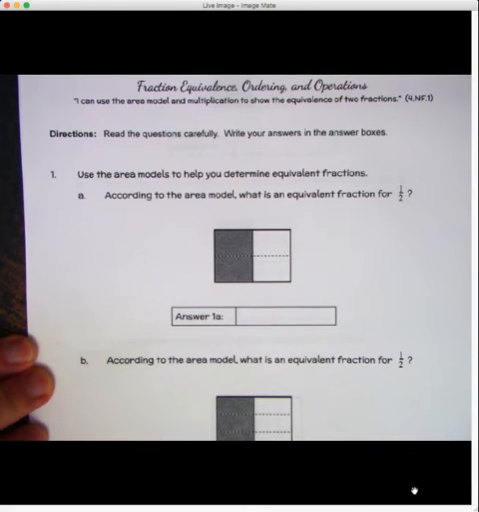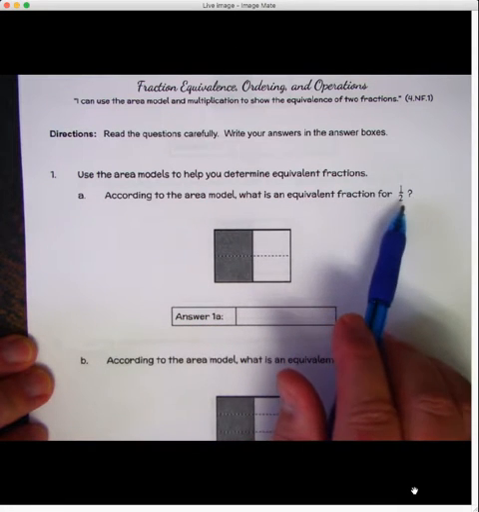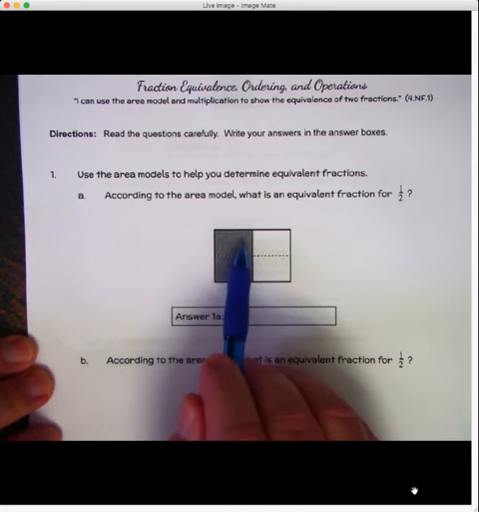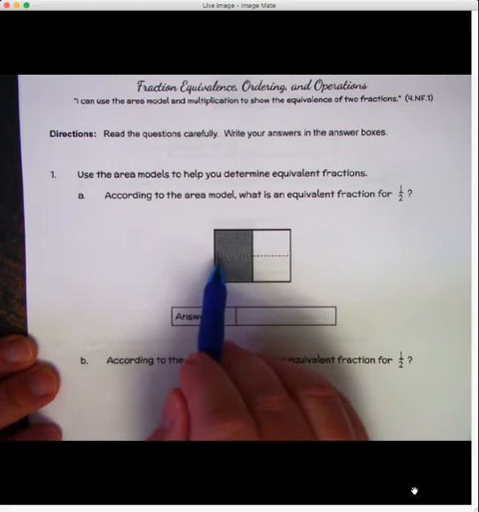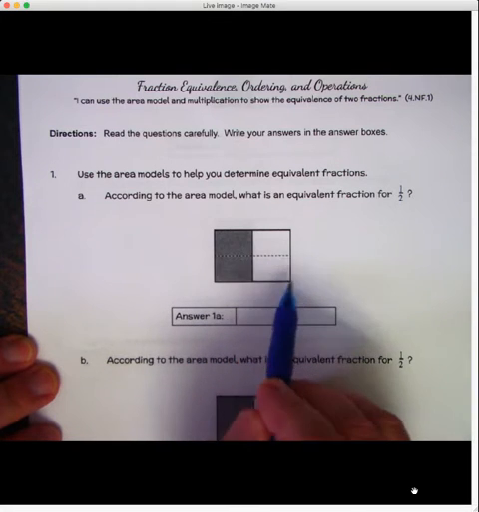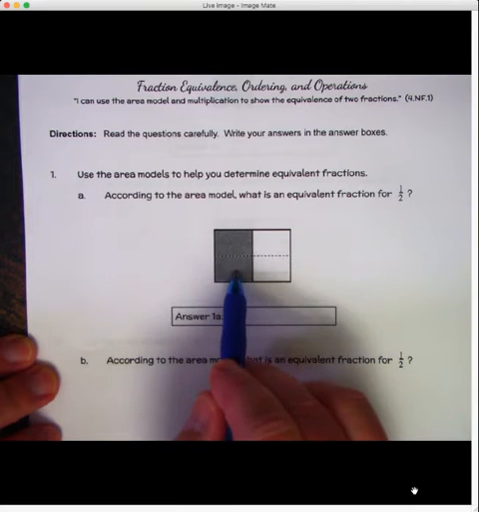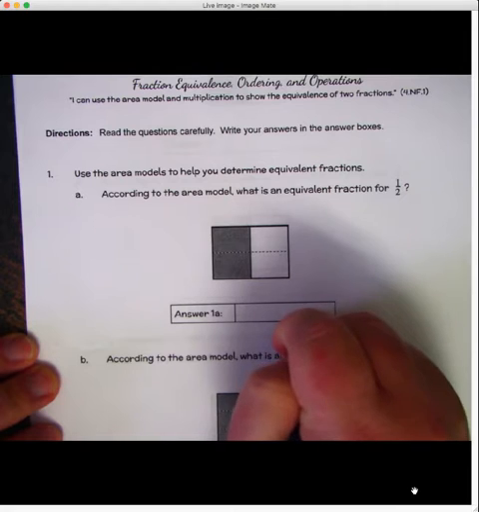So according to the area model, what is an equivalent fraction for 1/2? So this one already has this line drawn for us. So this shaded part without that line there was showing 1/2 of the rectangle shaded in. But now that we've drawn this line, how many pieces have we split the rectangle into? We've split it into 1, 2, 3, 4 pieces.